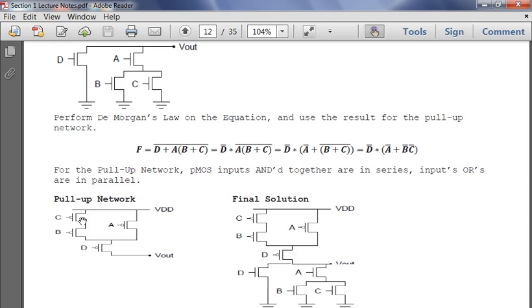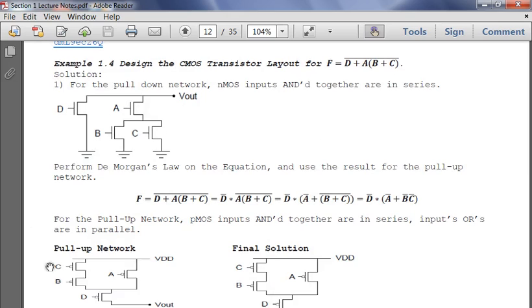And if you notice, it's going to be the exact opposite for the pull-down and pull-up networks. See how this D is in parallel with this? It's going to be in series in the pull-up network. A was in series with B or C, which means it's going to be in parallel with B or C. B or C were in parallel in the pull-down network, which means they're going to be in series in the pull-up network. That's the reason why we do De Morgan's: to help you flip it.